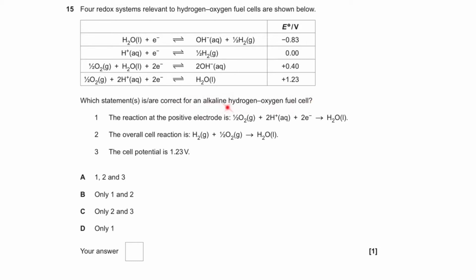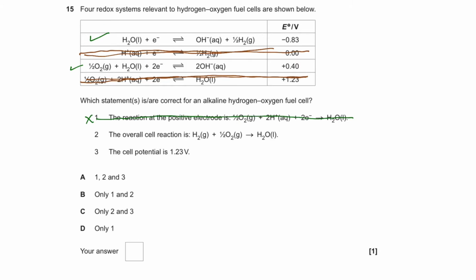Because we're talking about alkaline, we are not expecting to have H pluses, because that's acid. So the one with the H pluses will cancel out. They won't be required because we're only interested in these ones. Likewise, this one will not be correct because again it's got H pluses in there, and so that leaves 2 and 3 to look at.